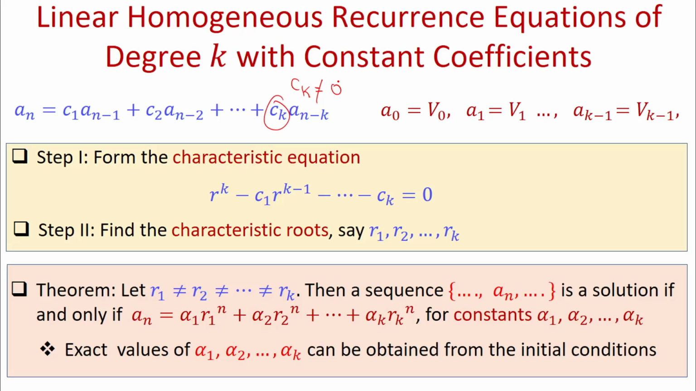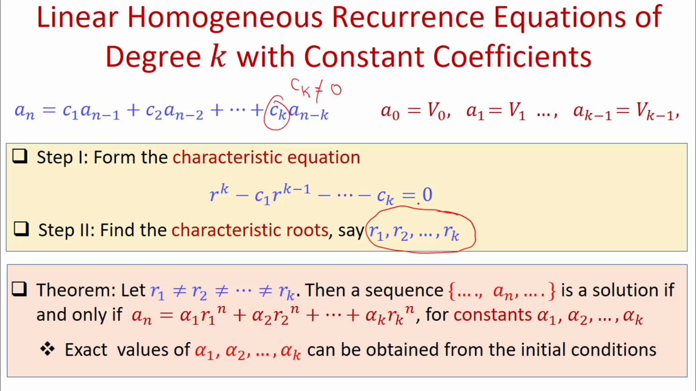Now, first step will be to form the characteristic equation, which will be an equation of degree k, and then we find the characteristic roots. They may be real roots, complex roots, they may be all distinct, some of them may be distinct, some may be repeated, and so on. So, in total, we will have k roots, which we denote as R1 to Rk. And the case that we discussed in the last lecture was the following.